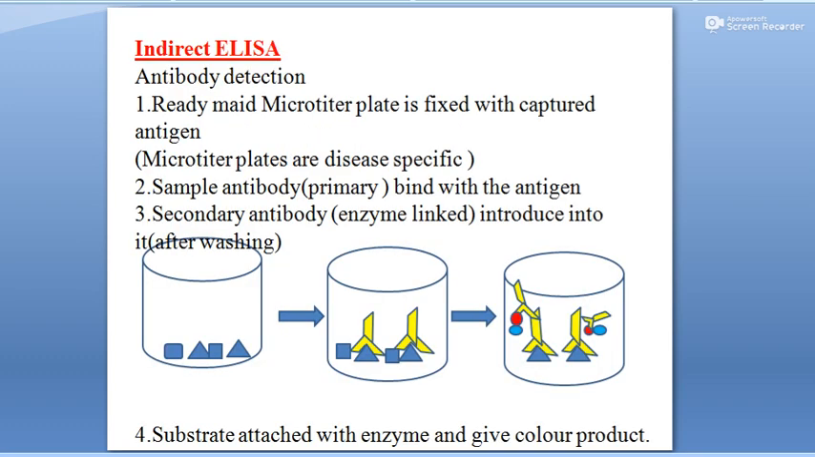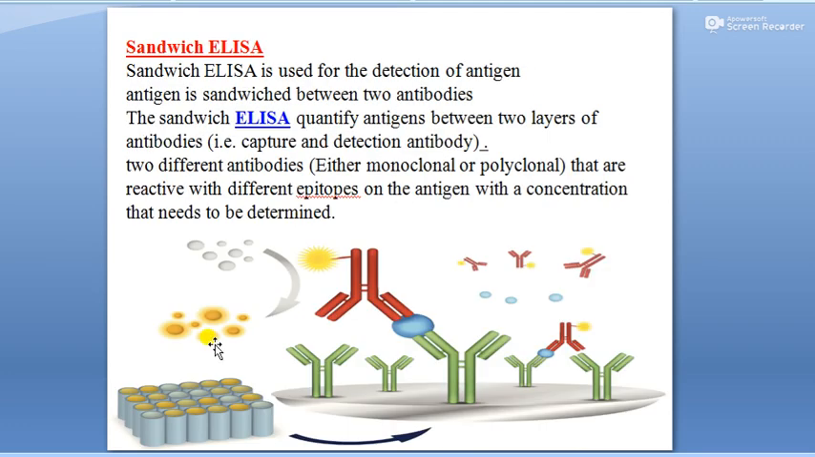Next process is what? That is sandwich ELISA. So, what is sandwich ELISA? Here the term sandwich means something in between, right. So, in the case of sandwich ELISA, we can determine or detect the antigen. Especially for antigen detection, the sandwich ELISA is preferred. The antigen is sandwiched between two antibodies.